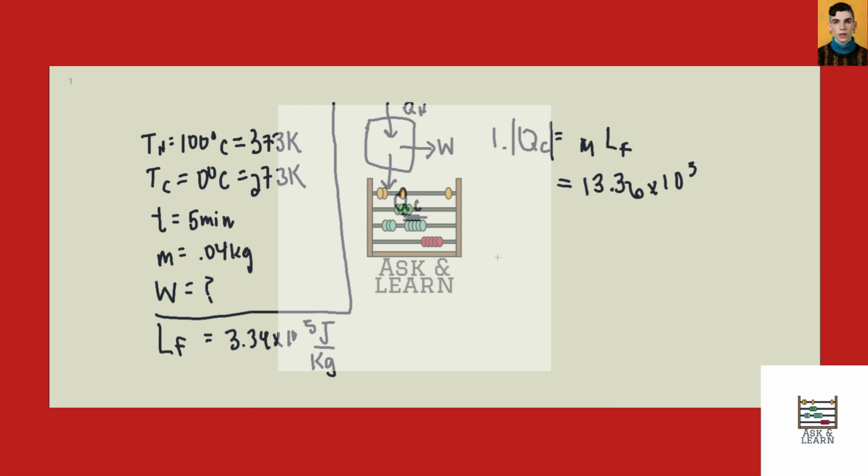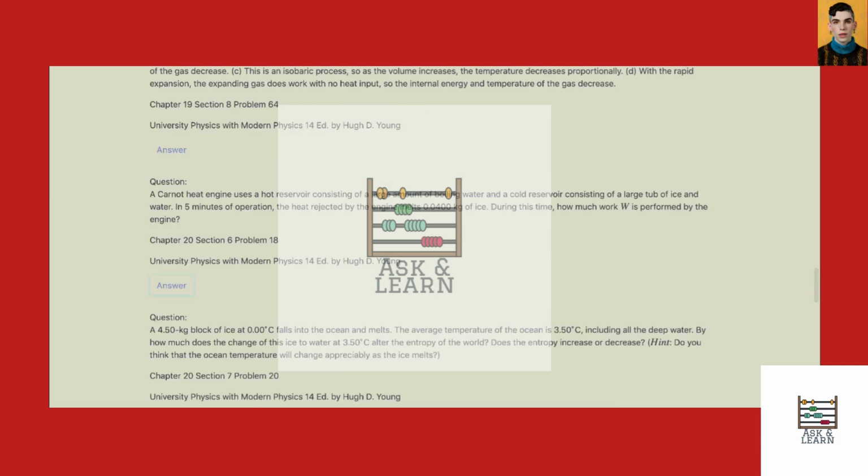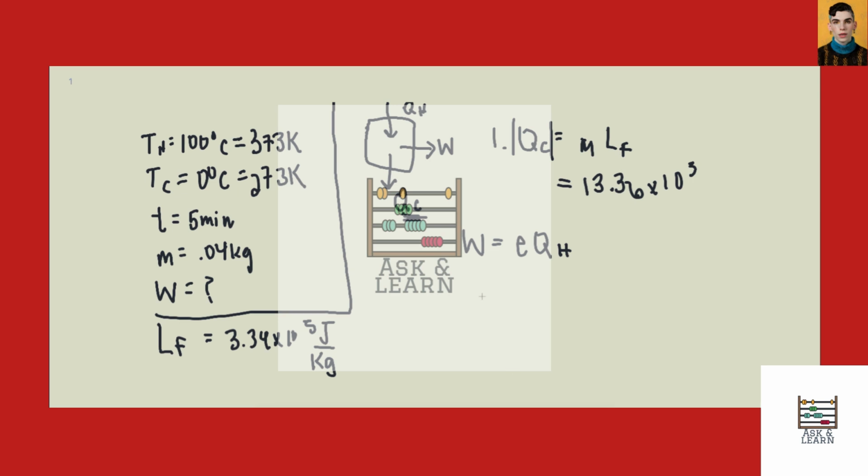Our goal is to get work. We can just use the standard heat engine equations, so take your pick. The first one that comes to mind is work is e times QH. Let me double check, this is a Carnot engine, so we have even more equations to use. We can relate them to temperature. For efficiency, we can write 1 minus TC over TH, because it's Carnot. And we want to multiply this by QH, but we don't have QH, we have QC.